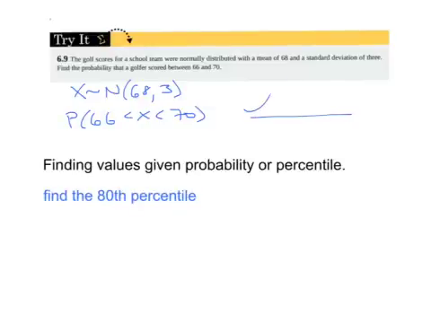Okay, so I'm looking at that probability. I'm going to draw it real quickly. I know my mean is 68. Here I have 66. Here I have 70. I'm looking at the area in between. I'm going to use the calculator.